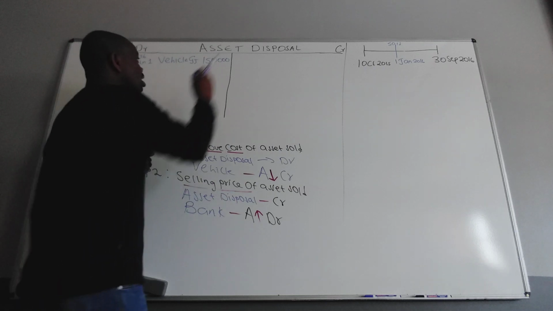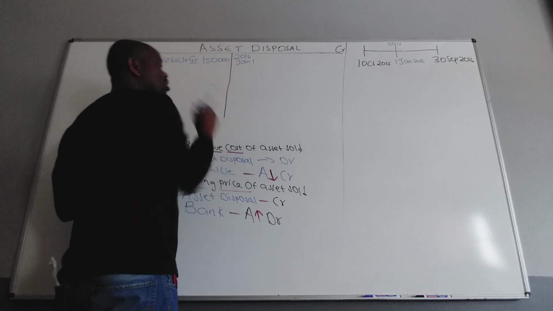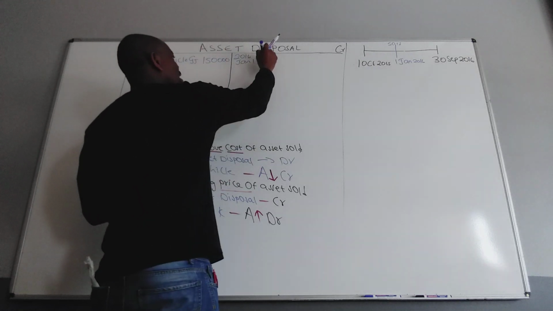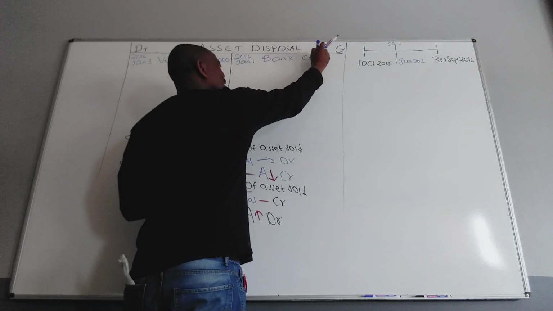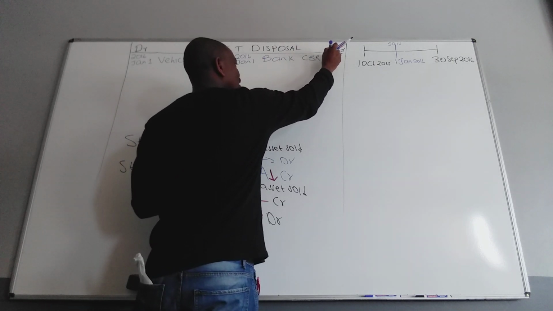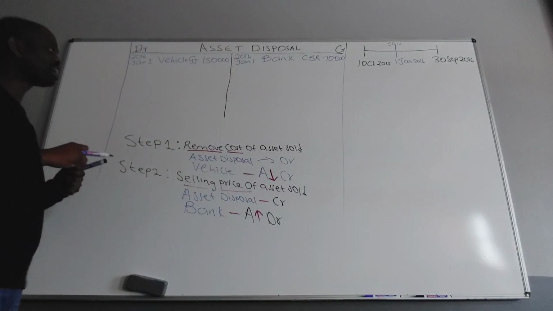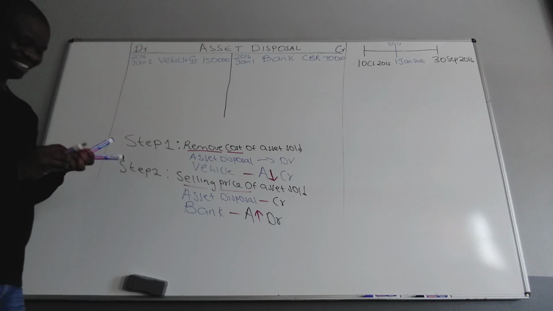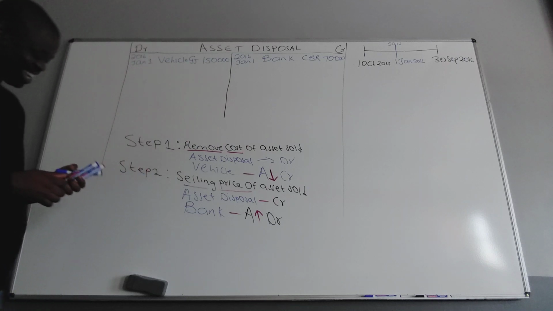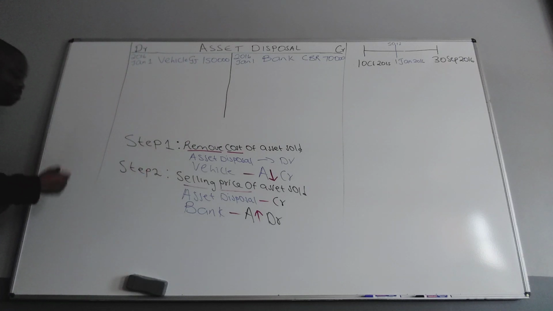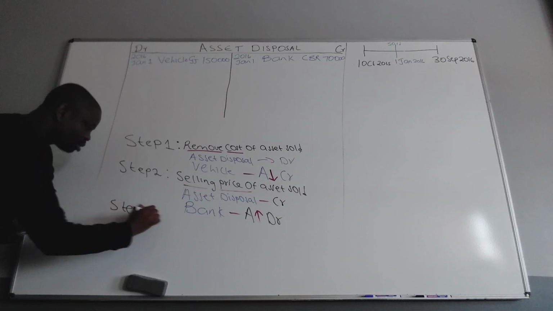Same date, it was sold on the 1st of January. The contra is CBR, 70,000. Can you see now? Just like that. It's not difficult. Just follow the steps. I wish I could go and write the exam. That was step number 2. I'm going to go to step number 3.